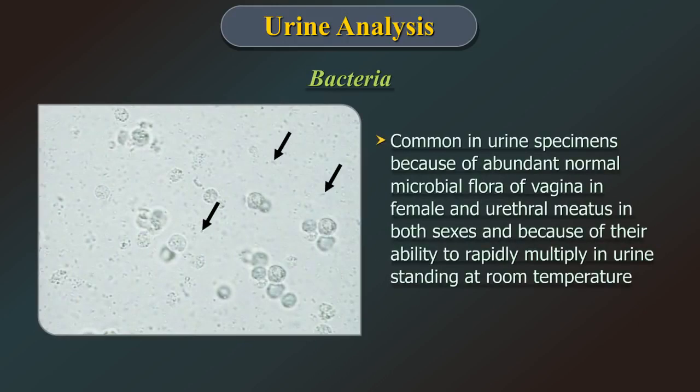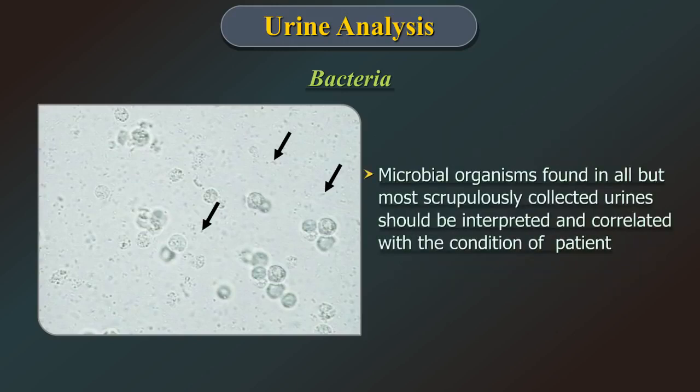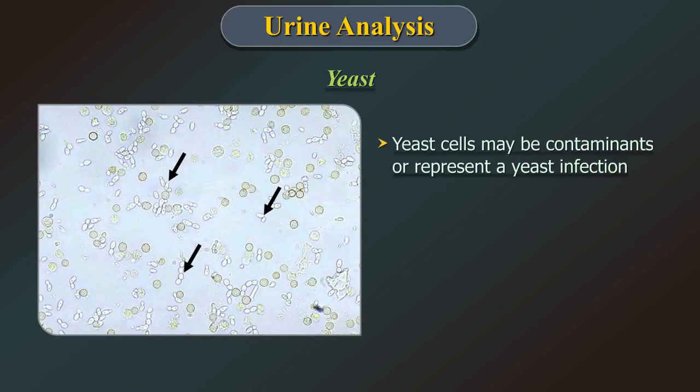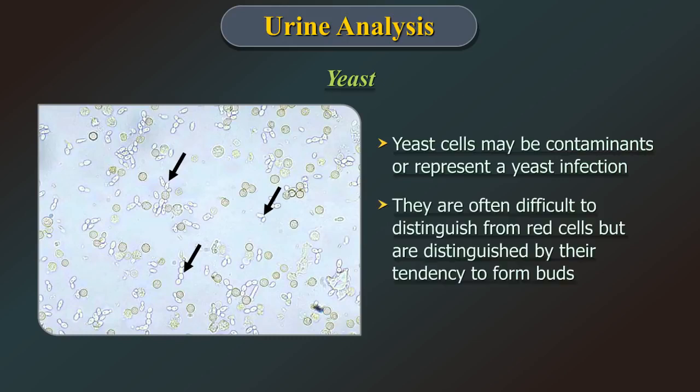Bacteria. Bacteria are common in urine specimen because of the abundant normal microbial flora of the vagina in the female and urethral meatus in both sexes, and because of their ability to rapidly multiply in urine standing at room temperature. Therefore, microbial organisms found in all but the most scrupulously collected urine should be interpreted with condition of the patient. Yeast. Yeast cells may be contaminants or represent a yeast infection. They are often difficult to distinguish from red cells but are distinguished by their tendency to form buds.